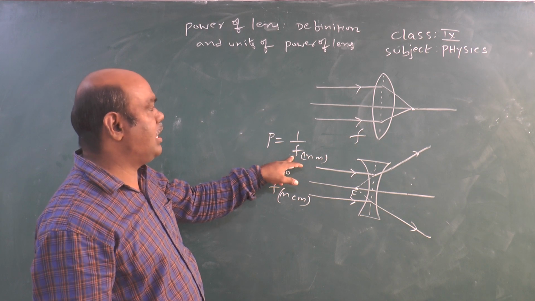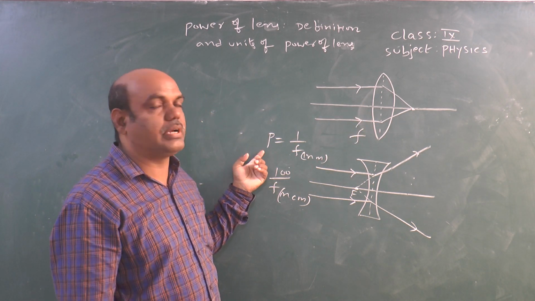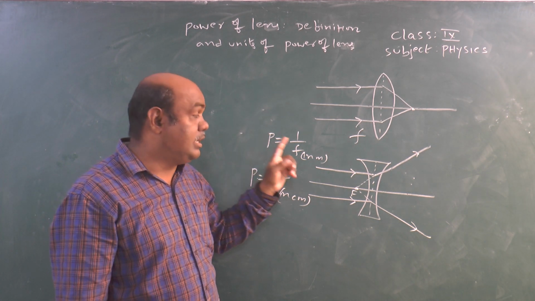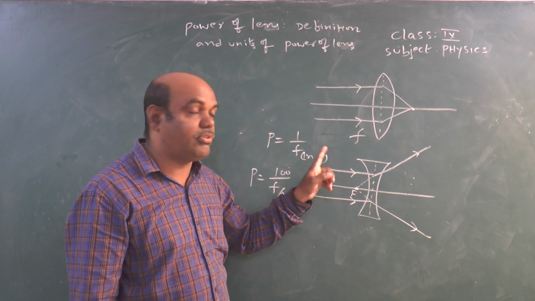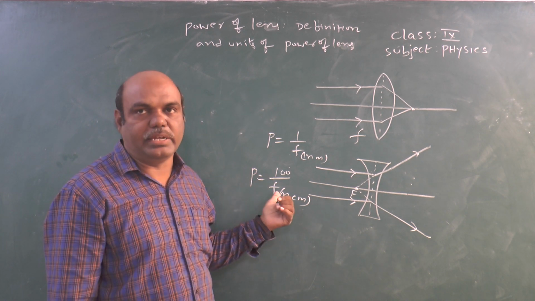Next, the focal length of a convex lens is positive, that's why the focal power is also positive. In the case of a concave lens, the focal length is negative, so the focal power is also negative.